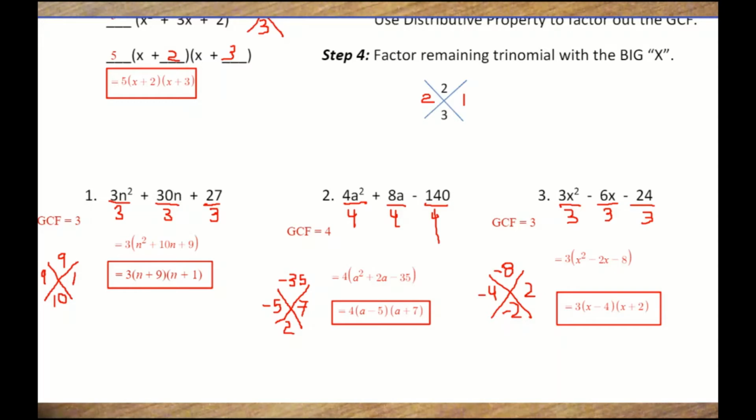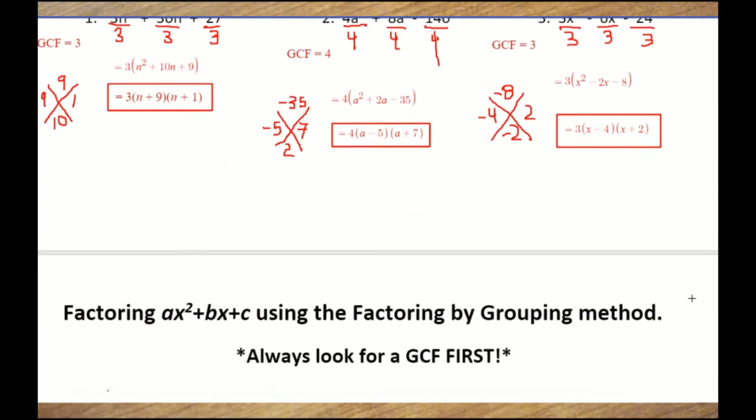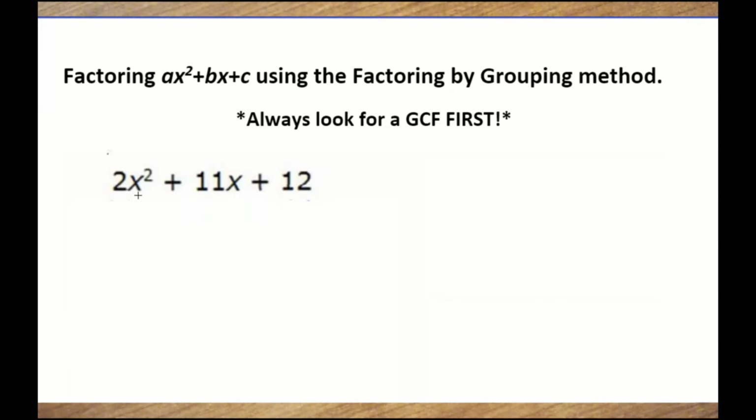Now let's take a quick look at how to factor a quadratic trinomial where the a value, or that leading coefficient, is not 1. Let's see how we would do that. So take a look at this: 2x squared plus 11x plus 12. The leading coefficient's not 1, and there's no GCF to speak of here. I can't divide this by 2, so 2 is not going to work.